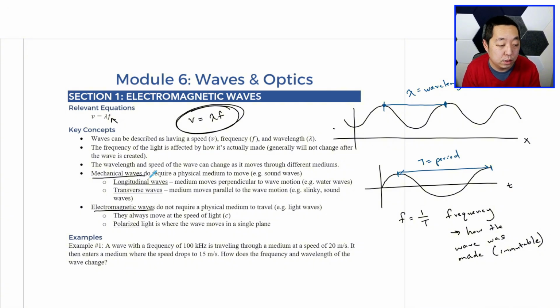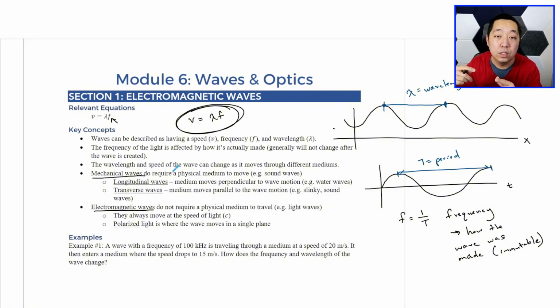Electromagnetic waves do not. Okay. There's also some terminology here I want you to understand. Longitudinal waves. Those are waves where the medium moves perpendicular to the direction of the motion. So if you think about water waves in the ocean, the wave looks like it's moving left to right. But if you were to look at someone on a boat in the ocean, what happens when you're in the waves is you would move up and down. The water itself moves up and down, but the wave moves left and right.